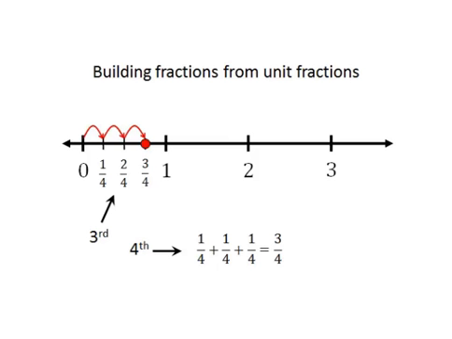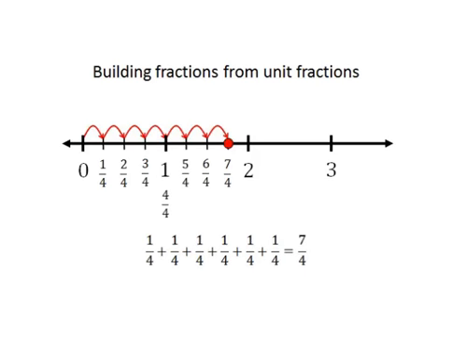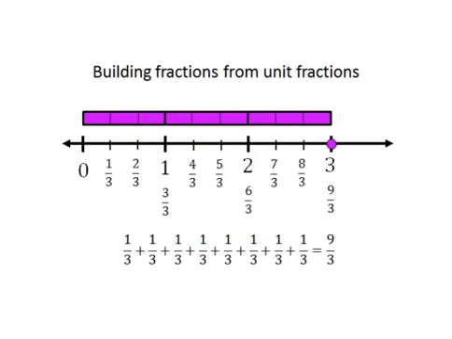And we use the interval from 0 to a unit fraction to mark off fractions. For example, 3/4 is a distance of 3 fourths from 0. Similarly, 7/4 is a distance of 7 fourths from 0. And 9/3 is a distance of 9 thirds from 0.